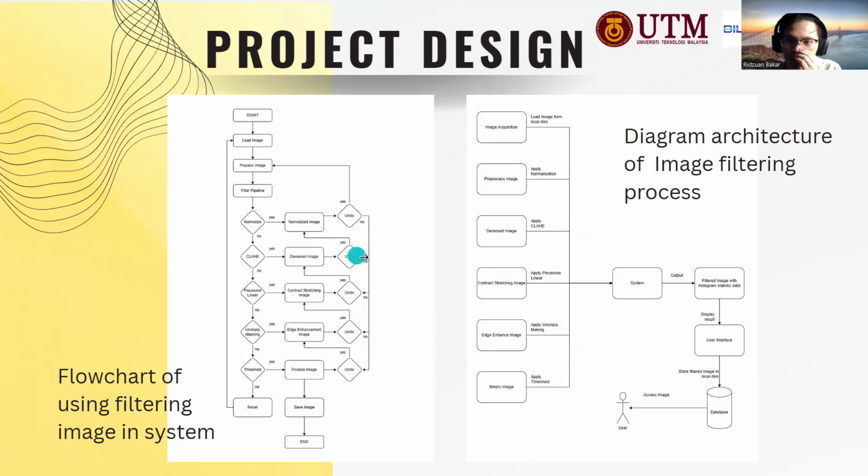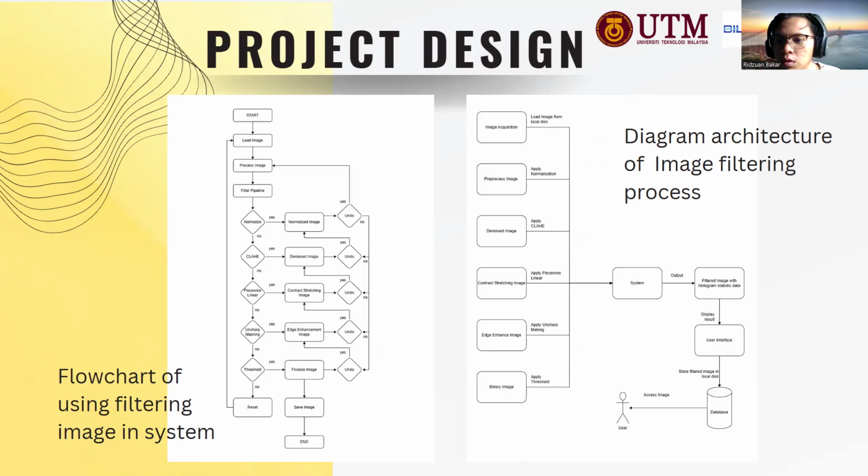And for the diagram architecture of the image filtering process, you can see here the image acquisition is where the user loads the image from their local disk. The process image step is the normalization and noise handling, contrast stretching, piecewise linear, edge enhancement, unsharp masking, and lastly threshold, applied in order to obtain the binary image.